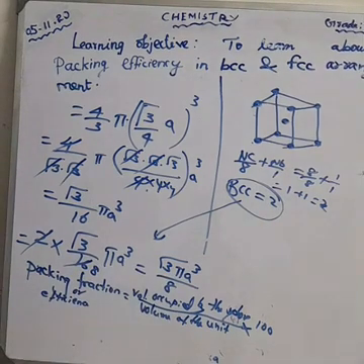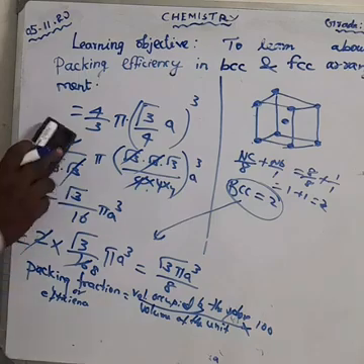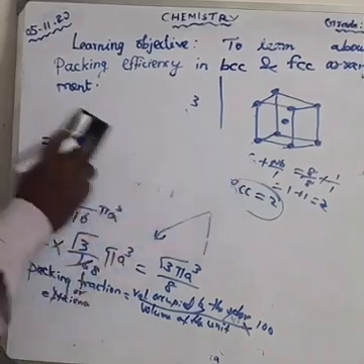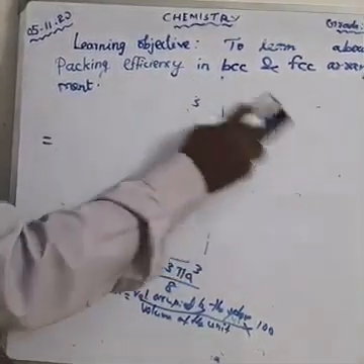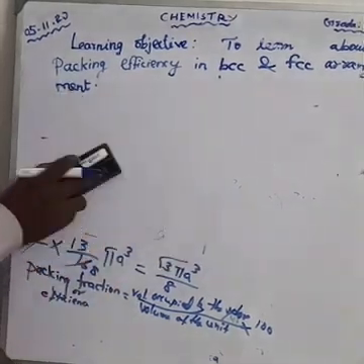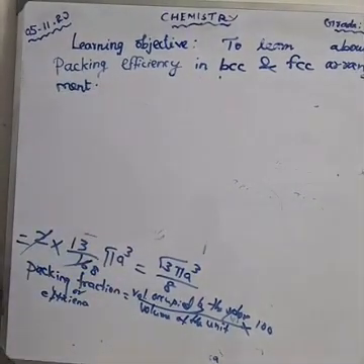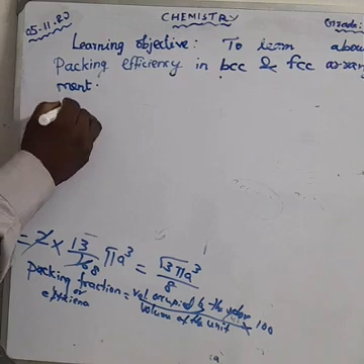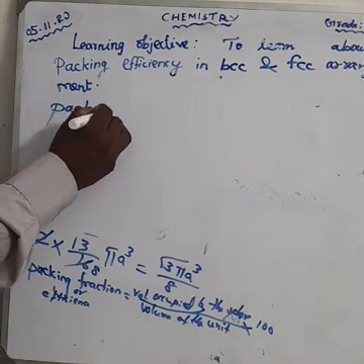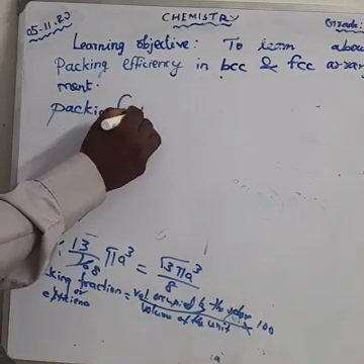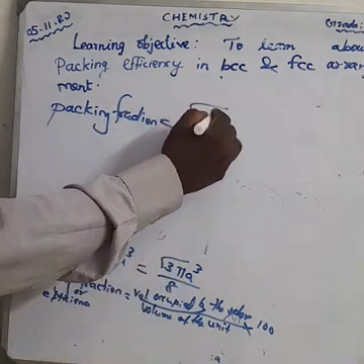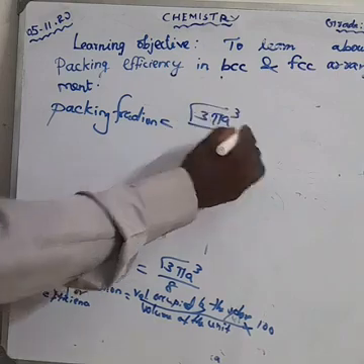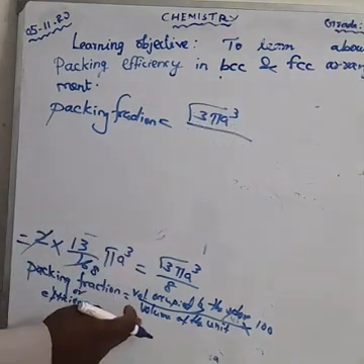We can be applying the formula. What is the formula? This formula, and it should be applied here. So we get, what is the formula? Packing fraction. What's the value? Root 3 pi a cube divided by volume occupied by, that is how much?